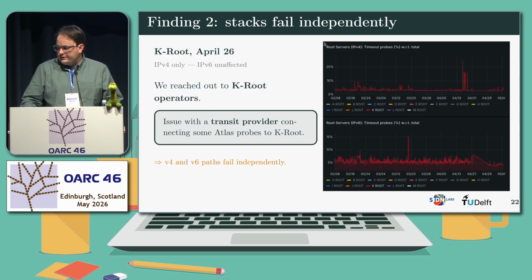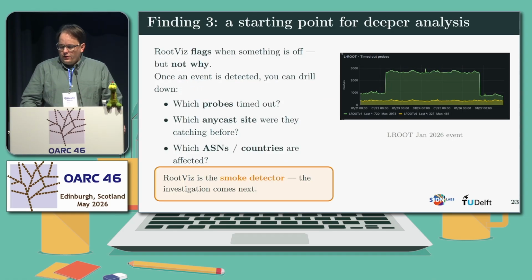I talked to folks at K-root about this incident. For example, here we see spikes on the graph on top: more than 20% of Atlas probes were not able to reach K-root, but IPv6 was fine. So I talked to the operators, and they think it was a transit provider issue. That's what we can clearly see there. And the finding, when we start to look more closely at the data, is that RootViz actually becomes a starting point for deeper analysis. It just flags that something is off, but not the why.